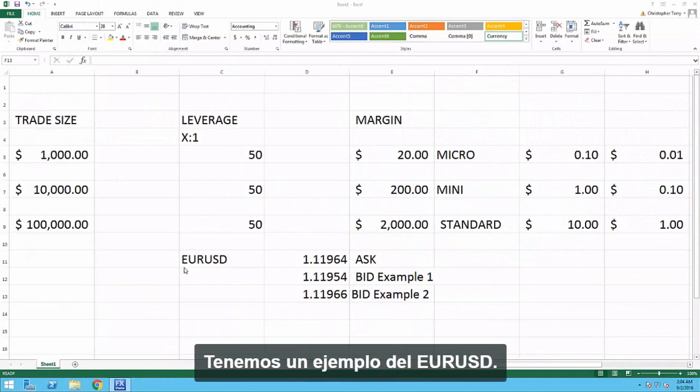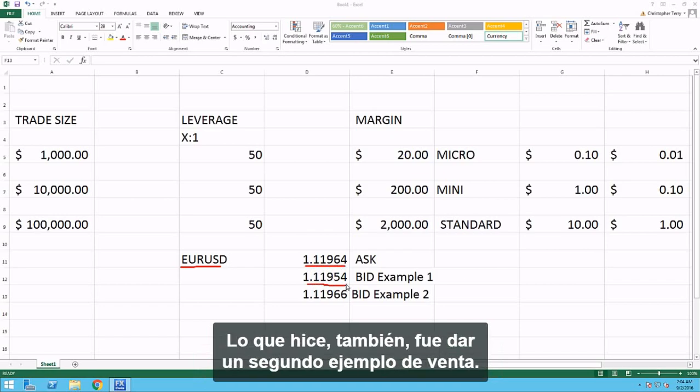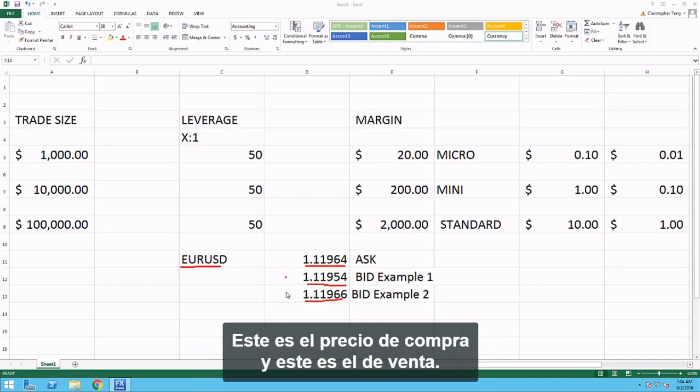We have an example of the EUR/USD. Remember we talked about the ask and then the bid. What I did also was give a second example of a bid. So let's just pretend this is the ask and this is the bid, this is the ask and this is the bid.